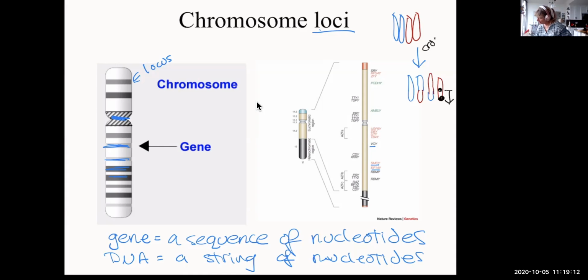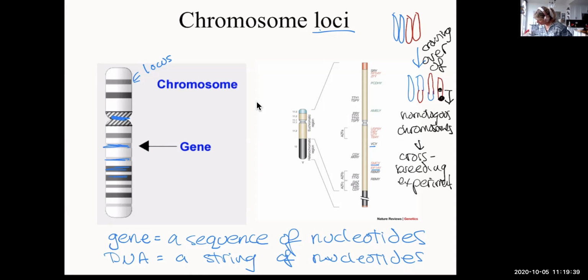This is crossing over of homologous chromosomes, and cross-breeding experiments reveal loci of genes. And that's all I'm going to say about it at the moment.